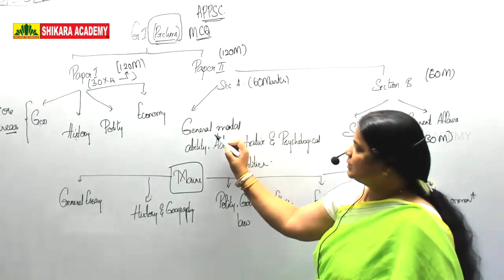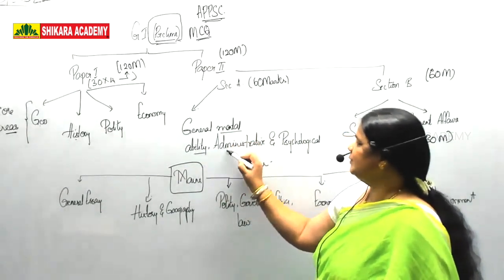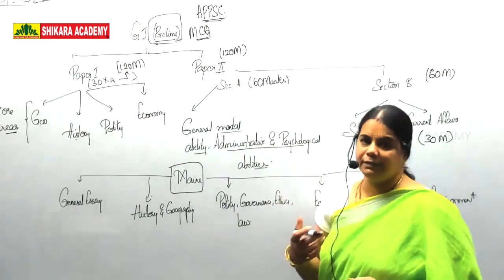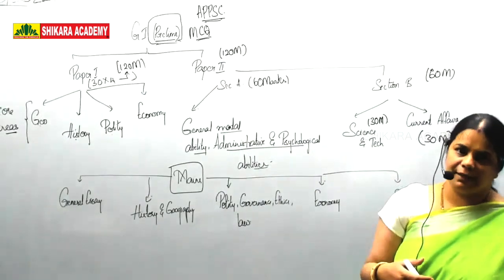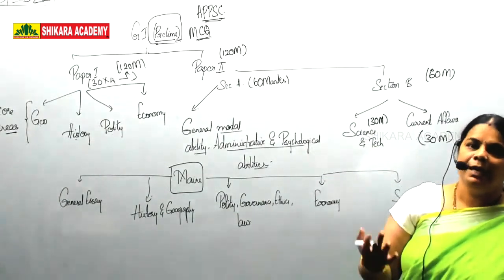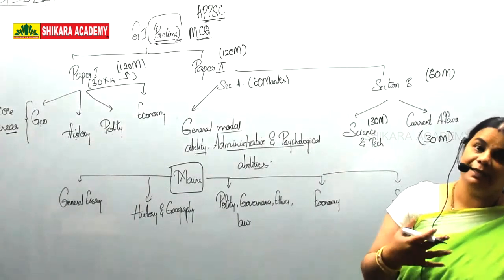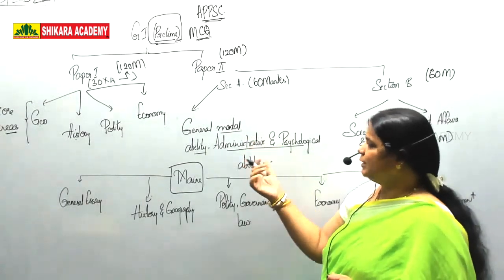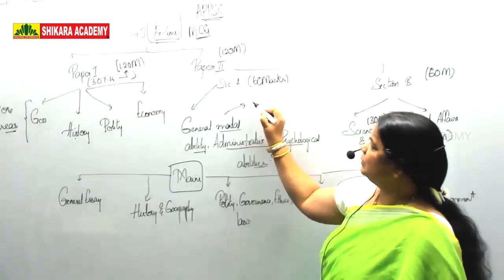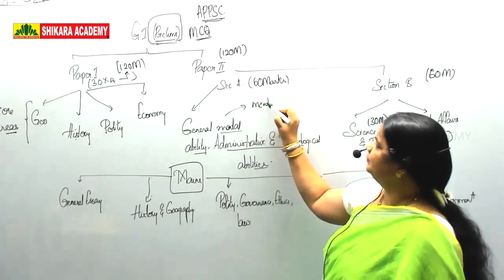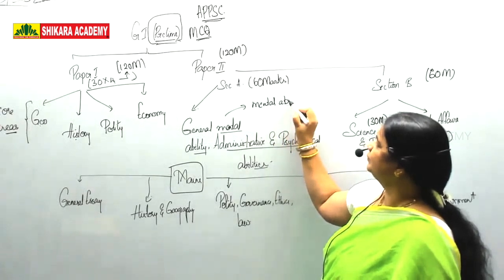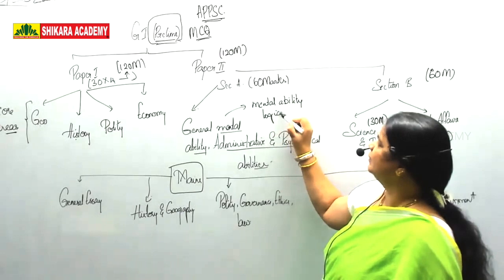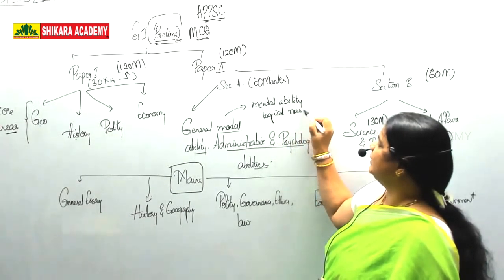Section A basically talks about general mental ability, administrative and psychological abilities. Administrative and psychological abilities is similar to what we had in CSAT earlier. Problem solving ability, decision making skills and all this was there. Interpersonal skills was there in CSAT earlier, in the civil services CSAT. And general mental ability is about mental ability, logical reasoning and data interpretation.